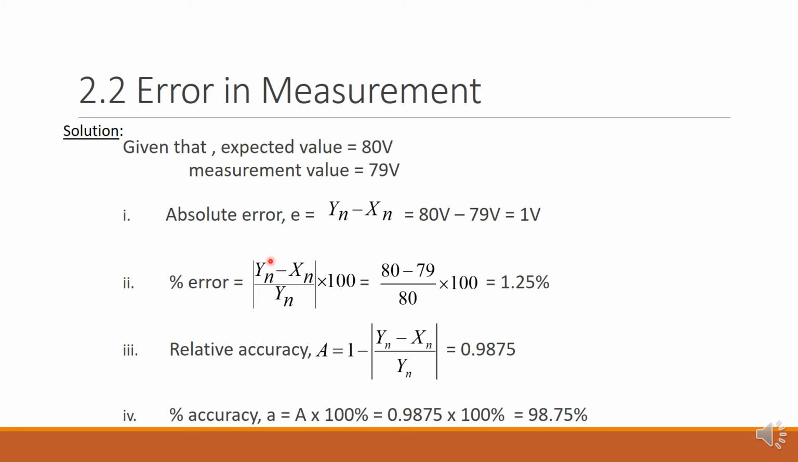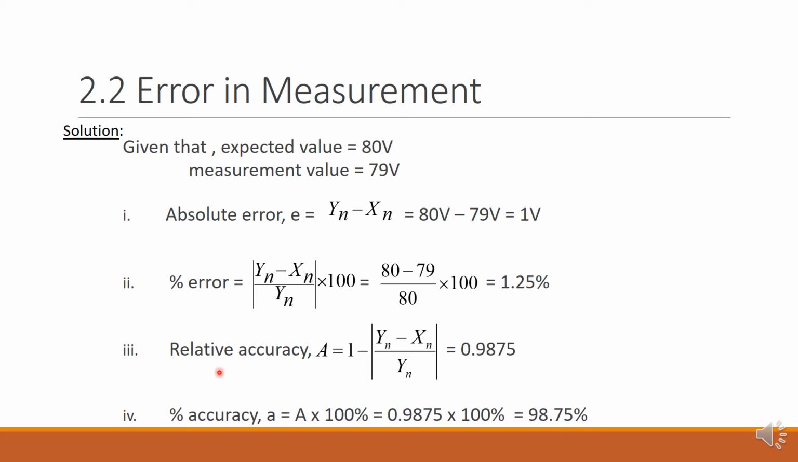your expected value or target value, true value, minus measured value, over expected value, times 100, and then you can get 1.25%. So this 1.25% is your percentage of error. So the error of your measurement is only 1.25%.